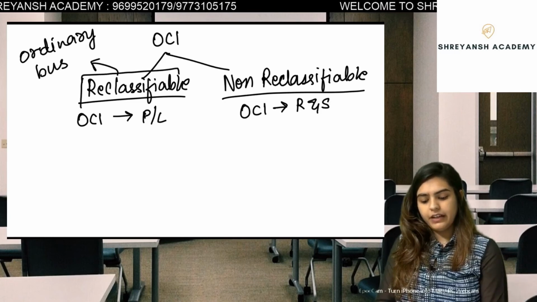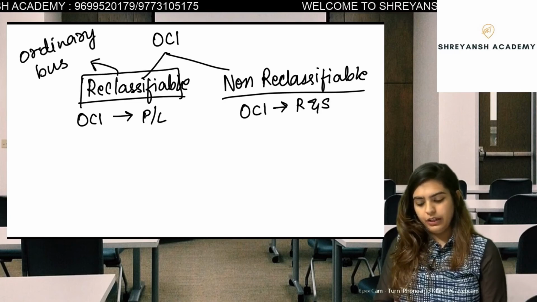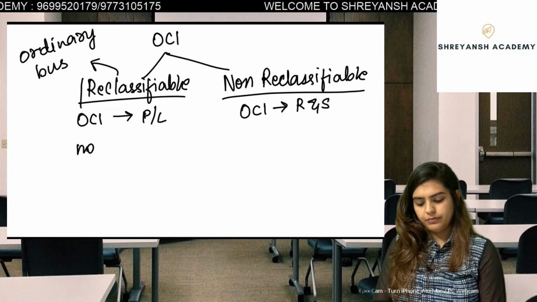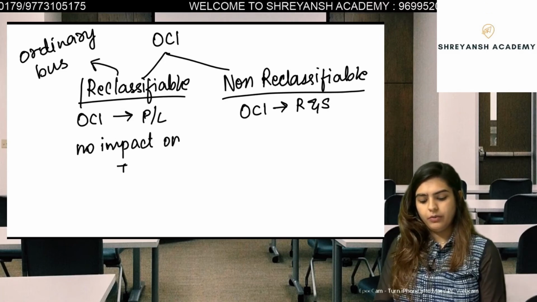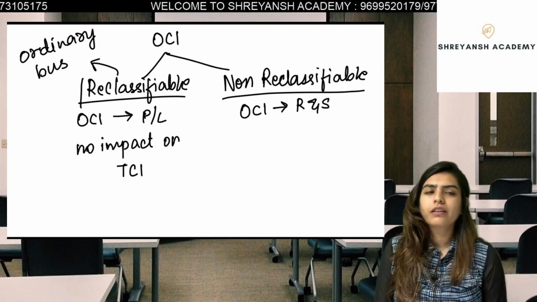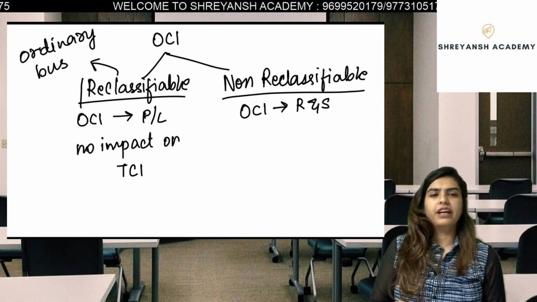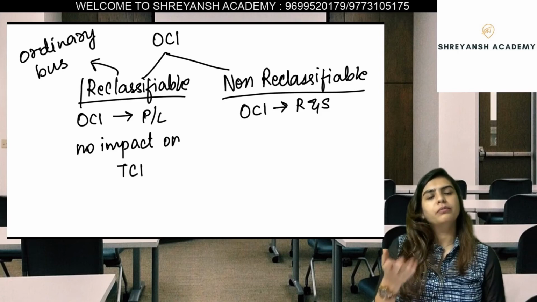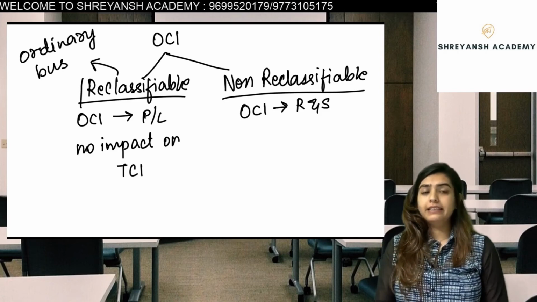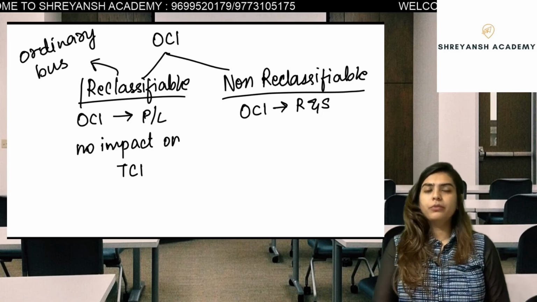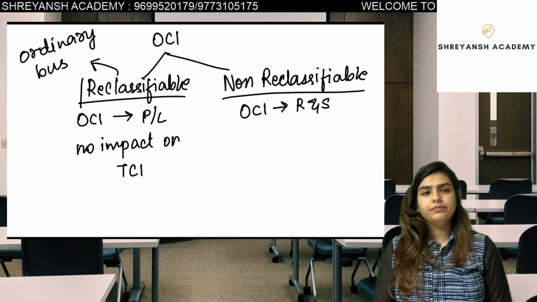In reclassifiable, there is no impact on total comprehensive income. Why? Because you are deducting from OCI and adding to PRL. But in non-reclassifiable, can I say TCI would be affected? Your total comprehensive income would be affected.